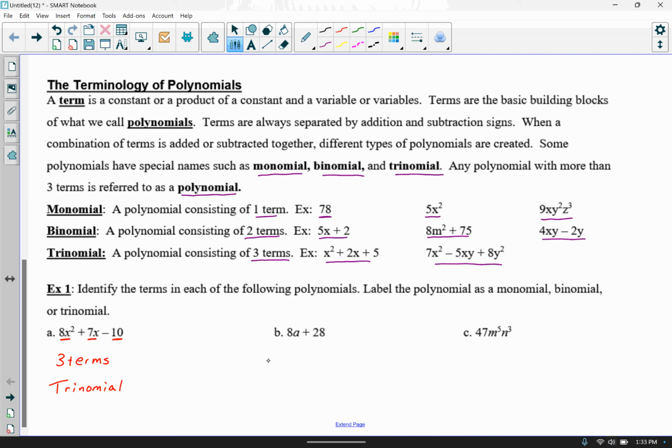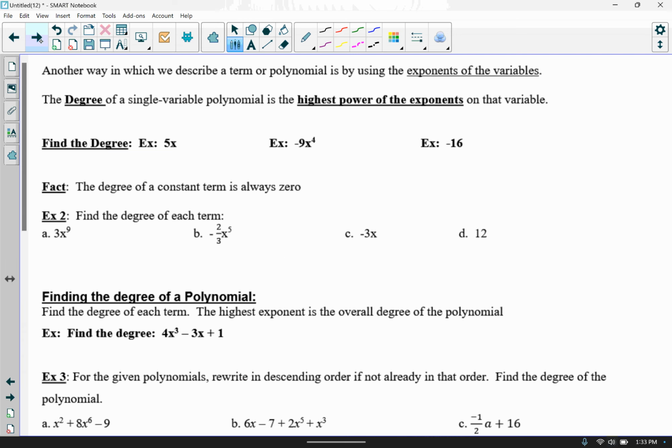Okay, all right, let's flip it over to the next page. Another way that we can describe polynomials is by looking at their exponents. The exponents help you determine the degree of that polynomial. The degree of a single variable polynomial is the highest power of the exponent on that particular variable.